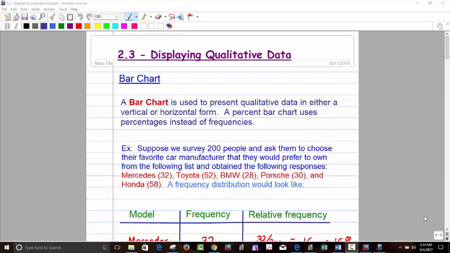Okay, this video is for displaying qualitative data. As you may recall, we've talked about this. Qualitative data is data that's not numerical, it's categorical in nature and uses word terms to describe it. All right, so let's see what we got to look at here.